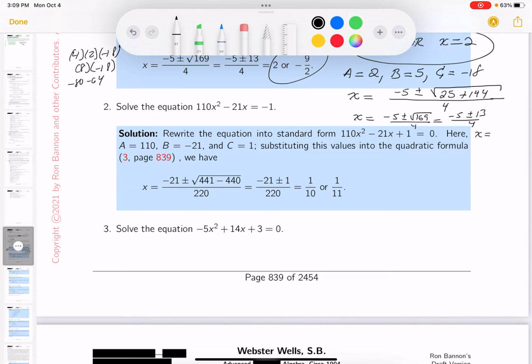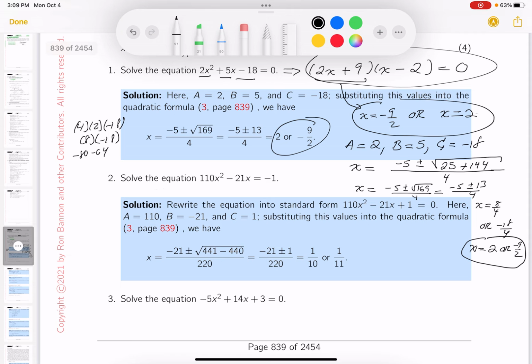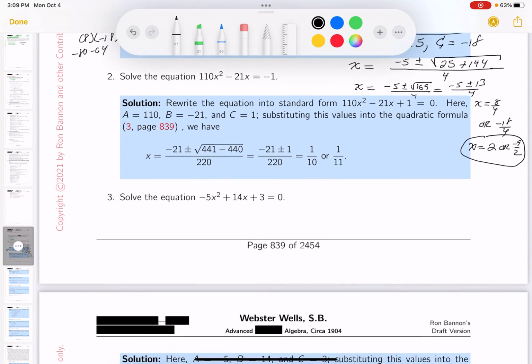X equals, well, minus 5 plus 13 is going to be 8/4. Or, now minus 5 minus 13 is minus 18/4. What do I get there? X equals 2, or, well, minus 18/4 is minus 9/2. Are we getting the same answer? We're getting 2, and we're getting minus 9/2. That's good, all right? Let's look at the next one.